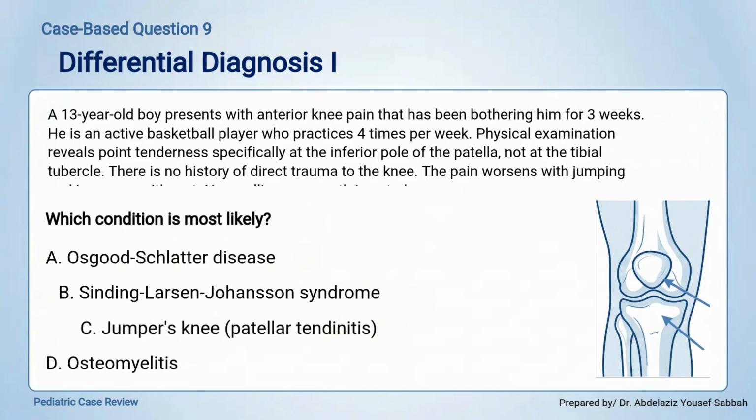The pain worsens with jumping and improves with rest. No swelling or warmth is noted. Which condition is most likely? Option A, Osgood-Schlatter disease. Option B, Sinding-Larsen-Johansson syndrome.